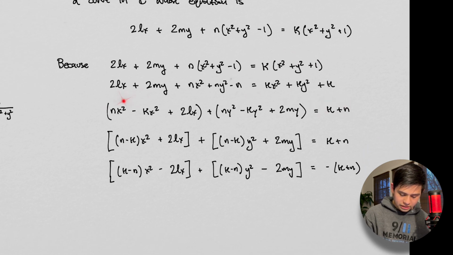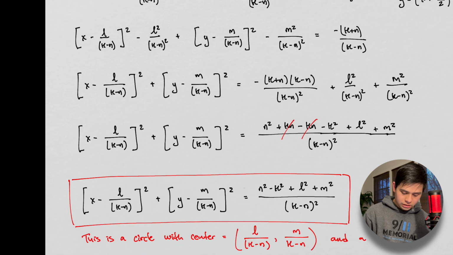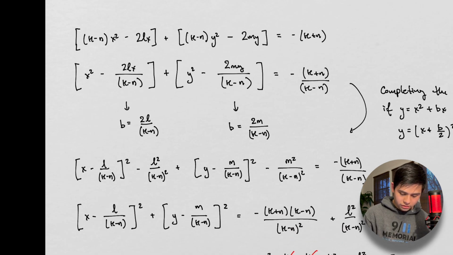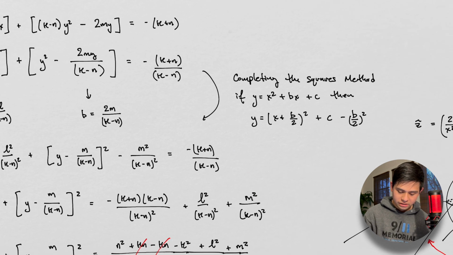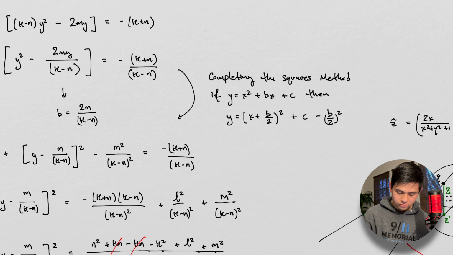And then we get to this, and I won't go through the details. You can pause the video if you want, but we ultimately get to a point where we have this relationship right here. And by means of the completing the square method, which looks like this: if y equals x squared plus bx plus c, then we get this. This is something you typically learn in some algebra class or maybe calculus class.